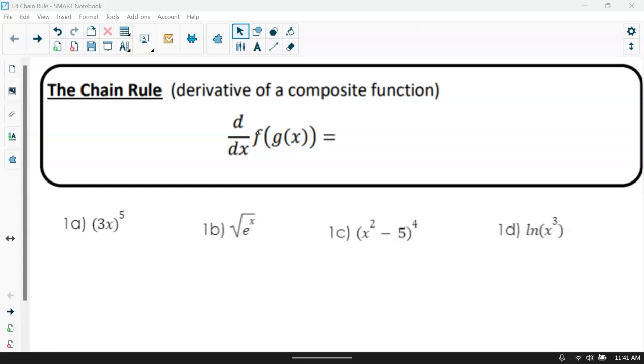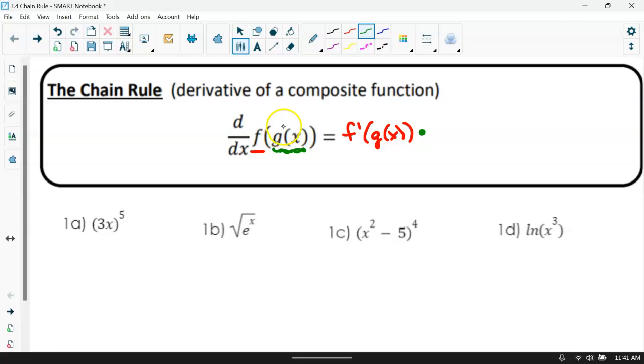But the rule for the chain rule is you take the derivative of the outside function, which is the f of x, and take the derivative. And now notice it's not just f of x, right? It's the derivative of f of g of x. Then multiply that by the derivative inside, so the derivative of g of x. So we're going to take the derivative of the outside function, multiply by the derivative of the inside function.